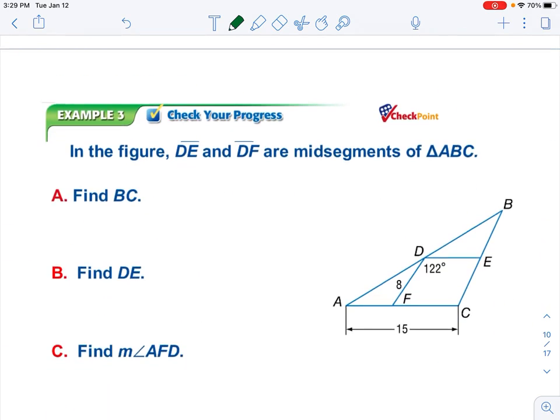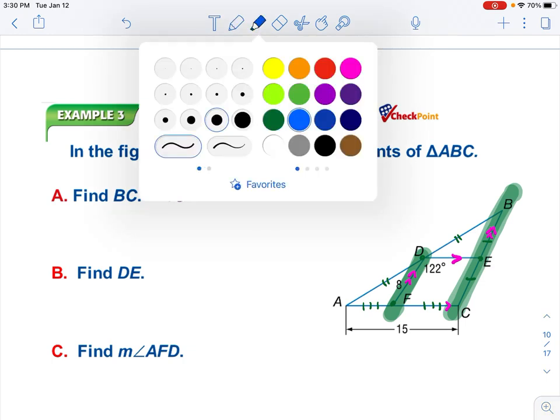All right, we have another one like this. In the figure, DE and DF are mid-segments. Mark everything that we know about them. And now we are trying to find BC. He's double the length of his parallel buddy. So 8 times 2 is 16.